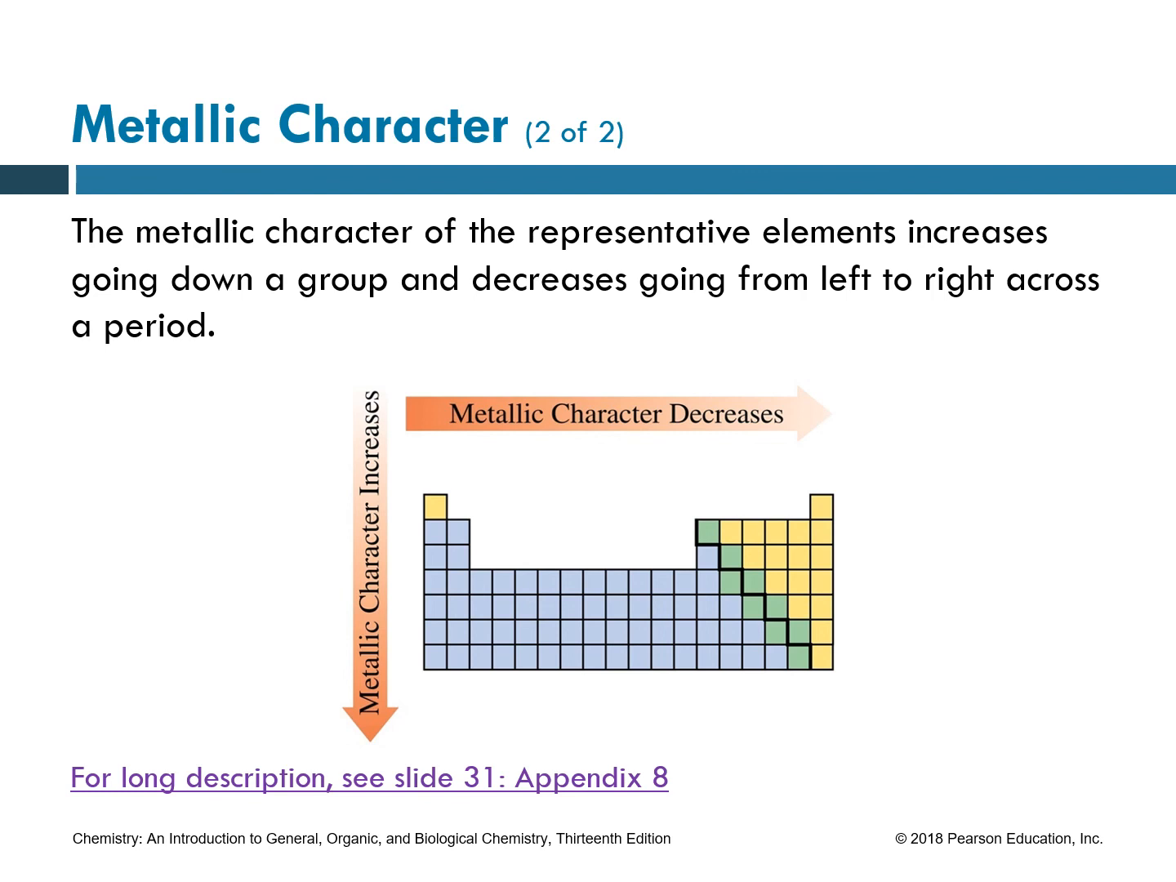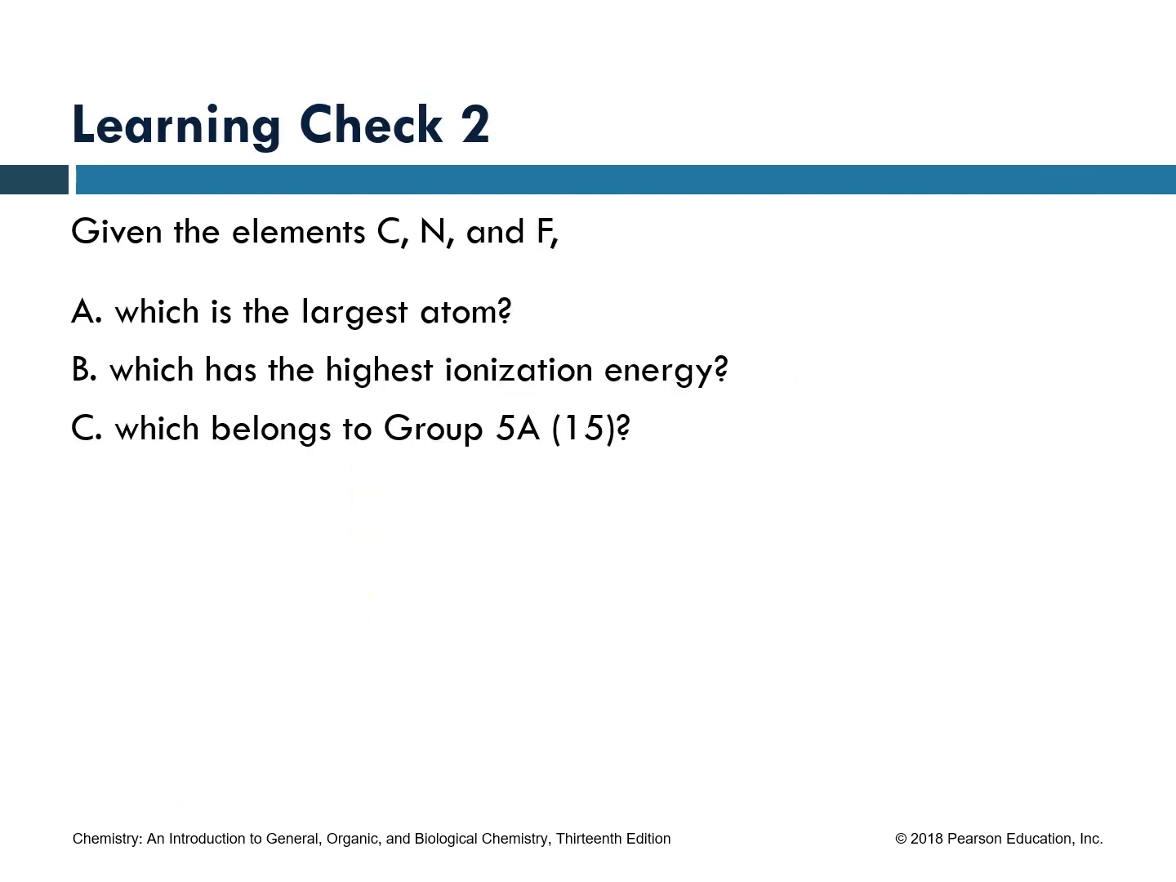So this essentially follows the same trend as the size. As the size decreases across the period, the metallic character also decreases, because as the size decreases, it becomes more difficult to take away the electron from the outermost orbit. As the size increases as we go down in the group, the metallic character also increases, because it becomes easier for us to take the electron away, or lose the electron, from the outermost orbit. So this is how the metallic character behaves. So you can try a few questions based on these trends.